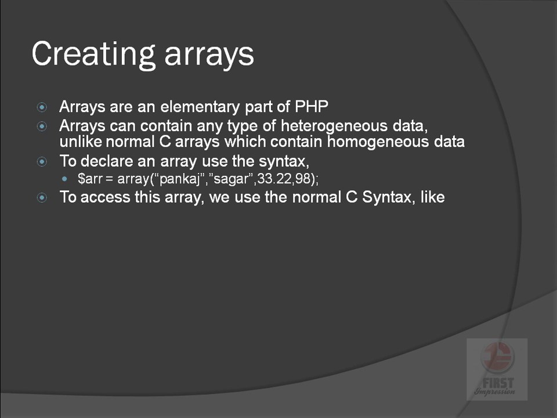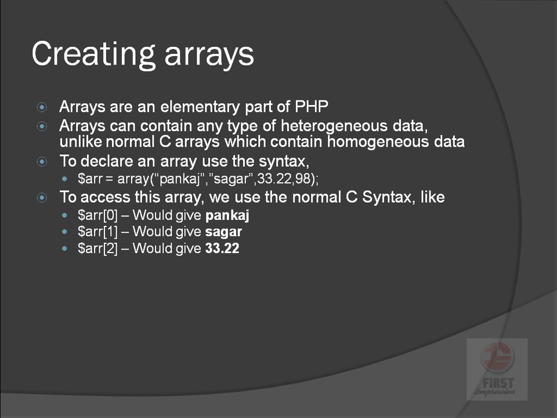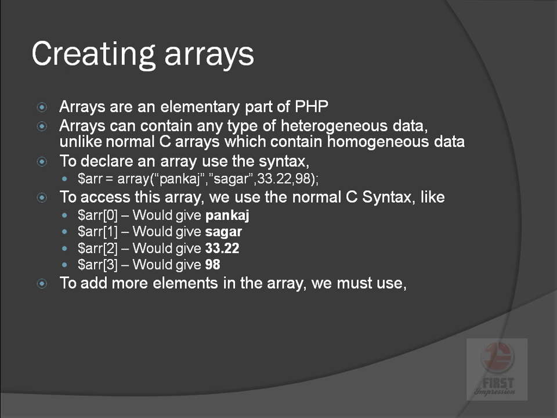To access this array, we can use the normal C-like syntax. $ARR[0] will give us Pankaj, $ARR[1] will give me Sagar, $ARR[2] will give me 33.22, and $ARR[3] will give me 98. Whenever you are accessing any variable, you have to make sure that you prepend a $ sign in front of it. To add more elements, we can simply say $ARR[4] equals Pooja. That will add one more element to the array ARR, and that will be of type string.